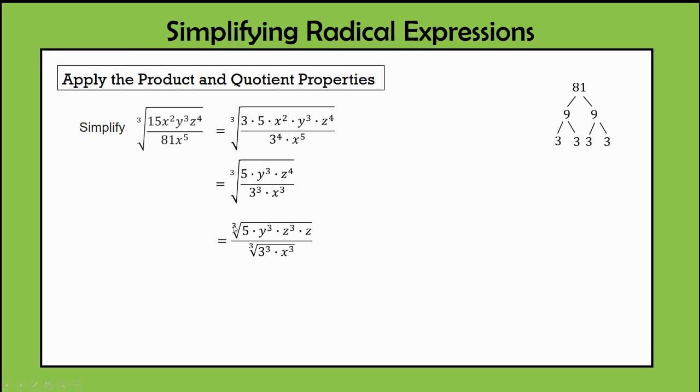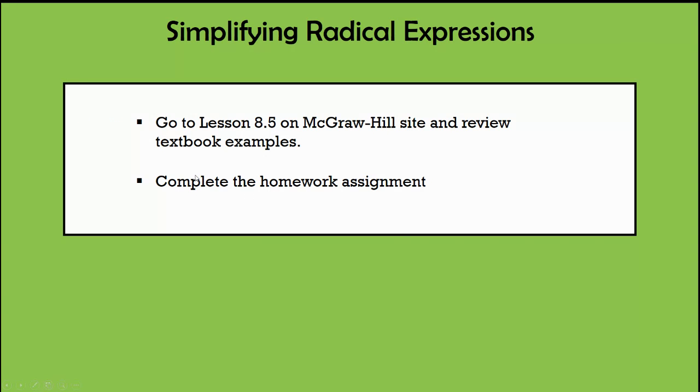Okay, anything to the 3rd power now gets brought out. So the y and the z in the numerator come out. 5 and this z will be left. The 3 and the x come out of the bottom. Now I've taken care of all my powers and I have a simplified answer. So that, guys, is applying the product and the quotient rules to help simplify radicals.